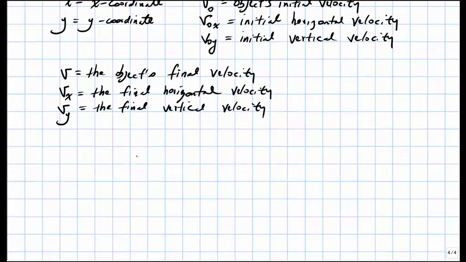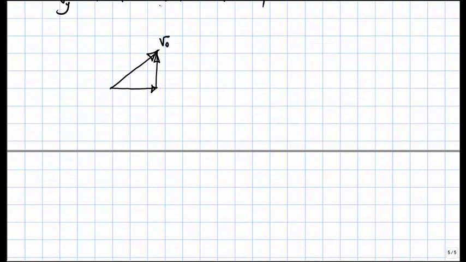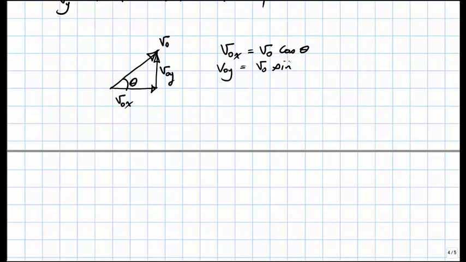We'll start by drawing the initial velocity vector, which looks like this. If we draw its horizontal and vertical components, we would form a triangle, and the horizontal part of this triangle just equals v0x, and the vertical part equals v0y, and of course this is our initial launch angle. From trigonometry, v0x will just equal v0 times the cosine of theta. Likewise, v0y will equal v0 times the sine of theta.